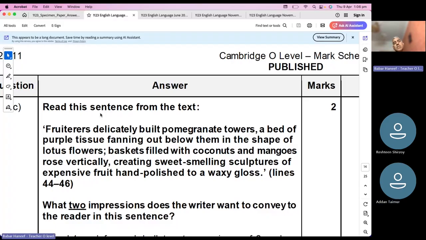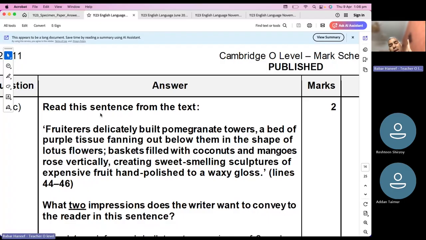Fruiters delicately built pomegranate towers. A bed of purple tissue fanning out below them in the shape of a lotus flower. Baskets filled with coconuts and mangoes rose vertically, creating sweet smelling sculptures of expensive fruit hand polished to a waxy gloss. So it's a very descriptive one. You can see lots of imagery. It's full of imagery, by the way.